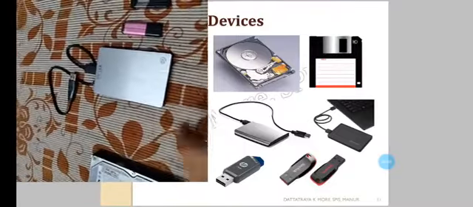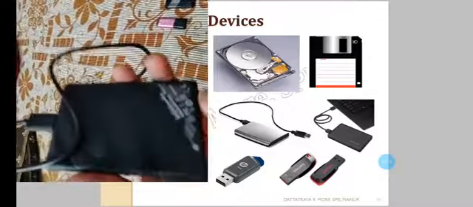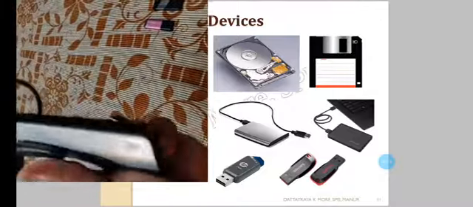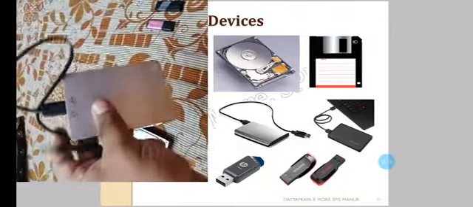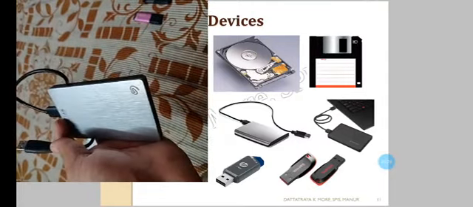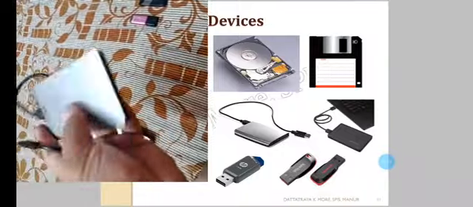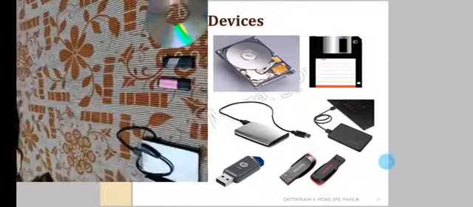Afterwards, this is one external hard disk, a pocket hard disk, which we can carry in our pocket. This is also of the Seagate company. It's almost 2 terabyte capacity. This is the USB cable you can insert into your computer or laptop, and you can use it. The data you can store and easily carry from one place to another place.